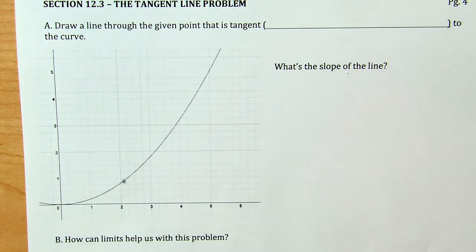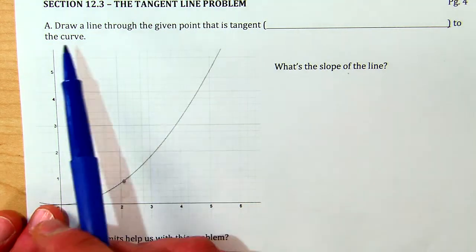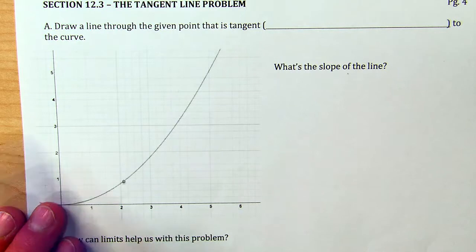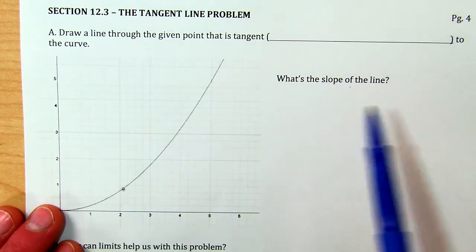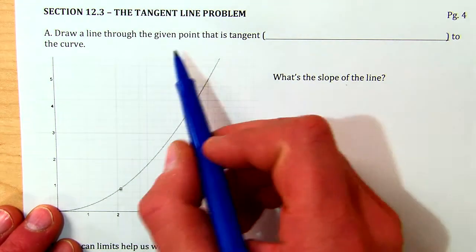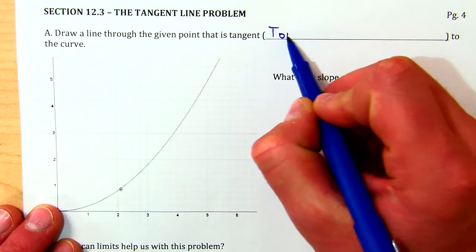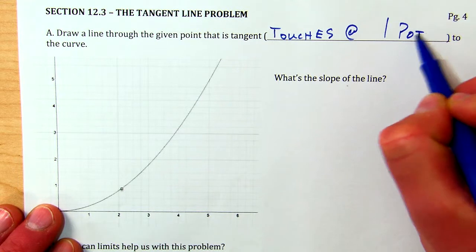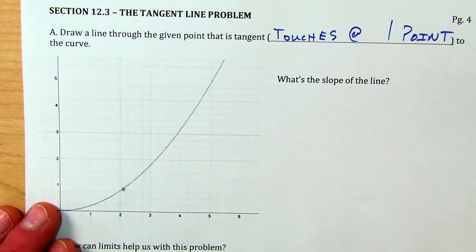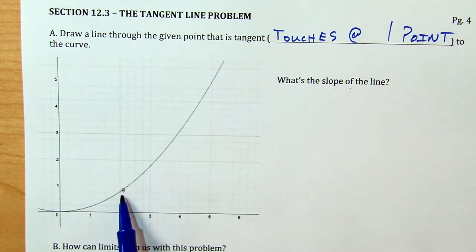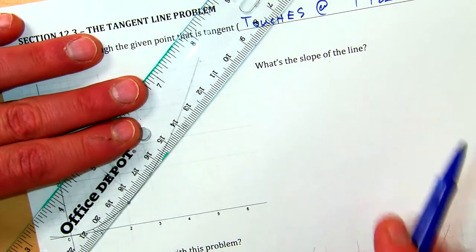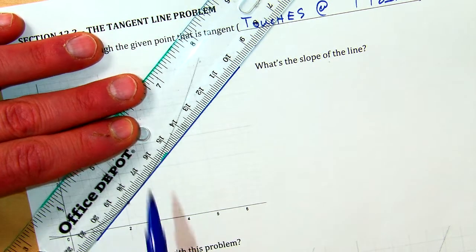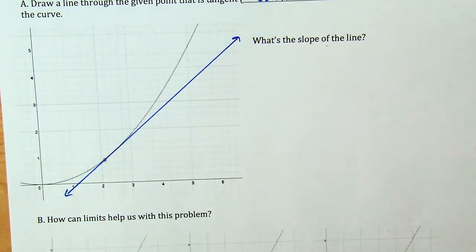But the tangent line problem goes like this. We want to draw a line that's through a point on a curve and that's tangent to it. When we say tangent, I don't mean SOHCAHTOA or opposite over adjacent, but in this case, the word tangent means touches at only one point. So I want to draw a line that goes through the point on the curve that's right here, but only touches the curve at one point. So I'll draw this. It's an estimate, so if we all have different answers, that's no big deal. Your lines probably will be different than mine, and that's actually part of the problem that we're dealing with.